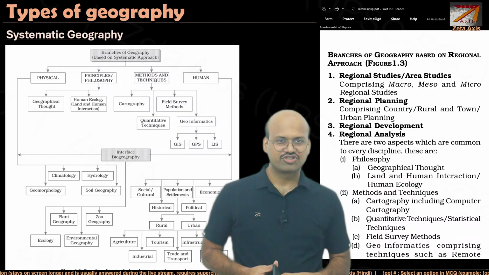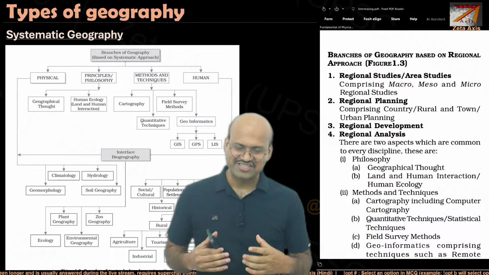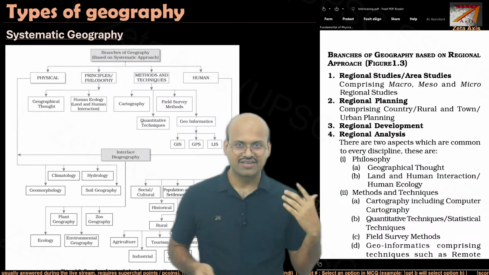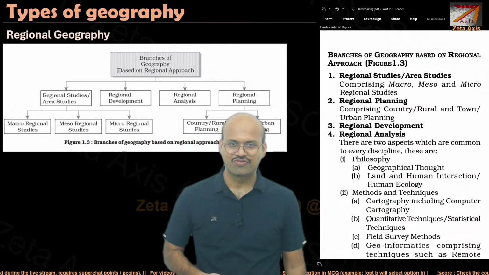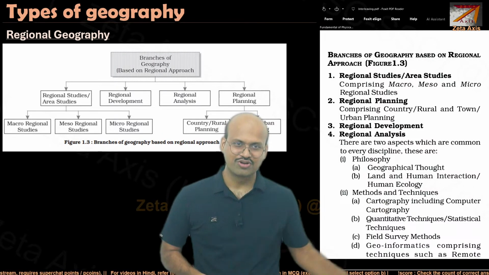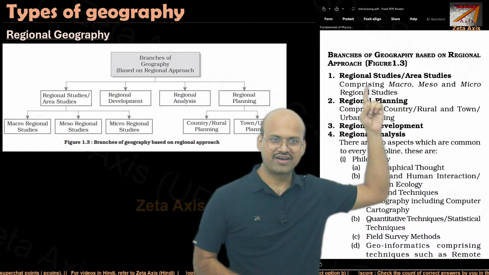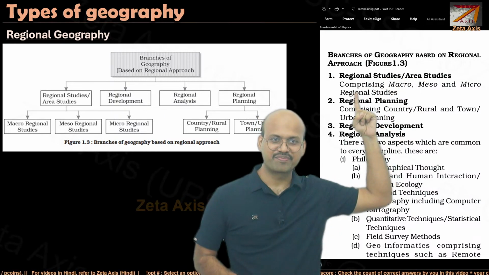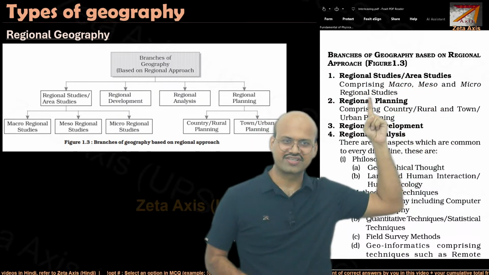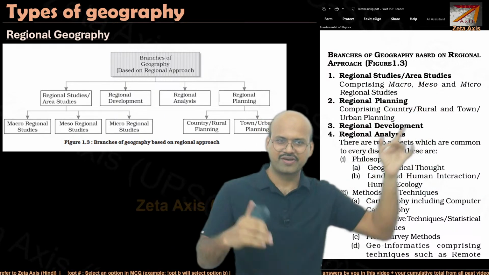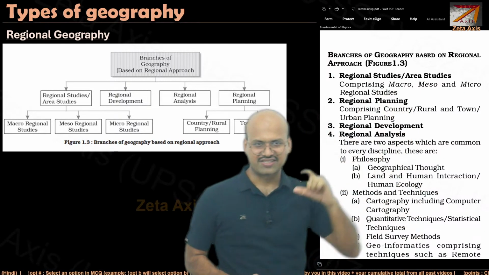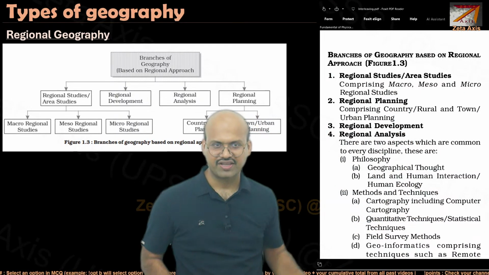Branches of geography based on regional approach. So now we have the regional approach. Earlier we have seen the systematic approach. Now we have the regional approach. So regional studies, area studies, comprising macro, meso, and micro regional studies. Macro is a large area, meso is medium, micro is a small area. So regional studies can have different types of areas.